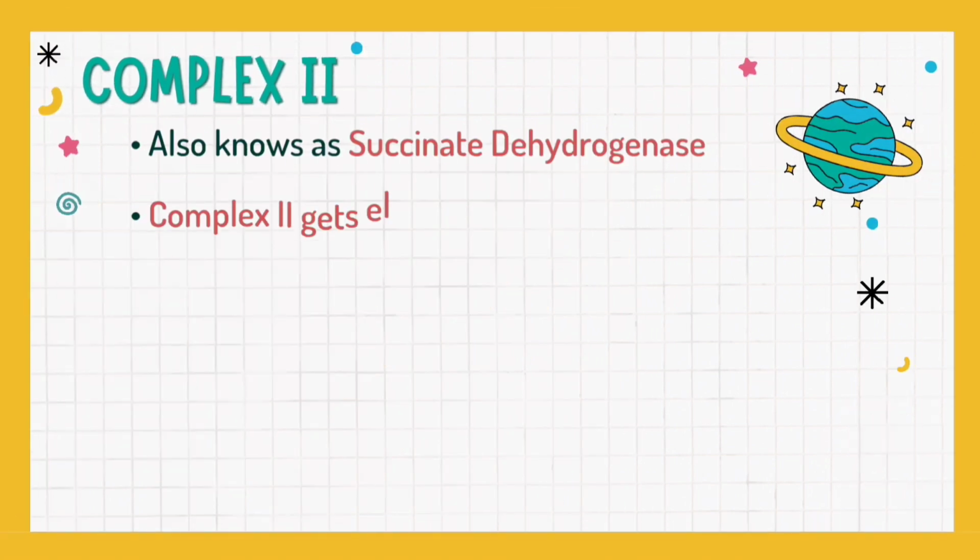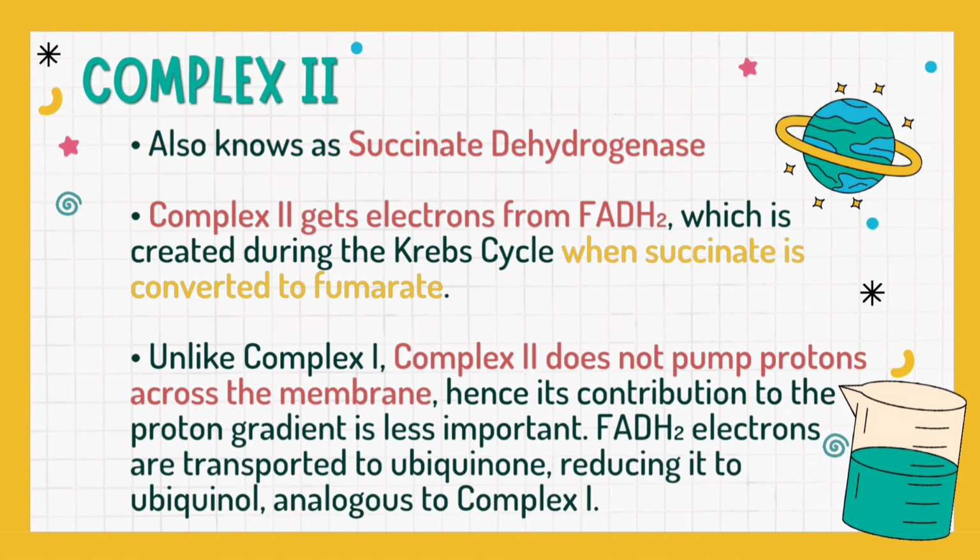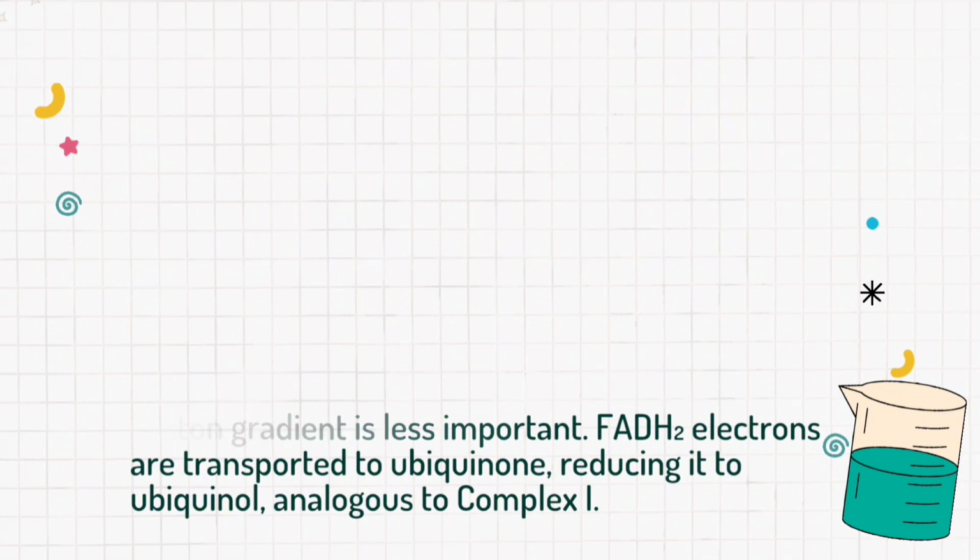Secondly, we have complex 2, also known as succinate dehydrogenase. Complex 2 gets electrons from FADH2, which is created during the Krebs cycle when succinate is converted into fumarate. Unlike complex 1, complex 2 does not pump protons across the membrane, hence its contribution to the proton gradient is less important. FADH2 electrons are transported to ubiquinone, reducing it to ubiquinol, analogous to complex 1.